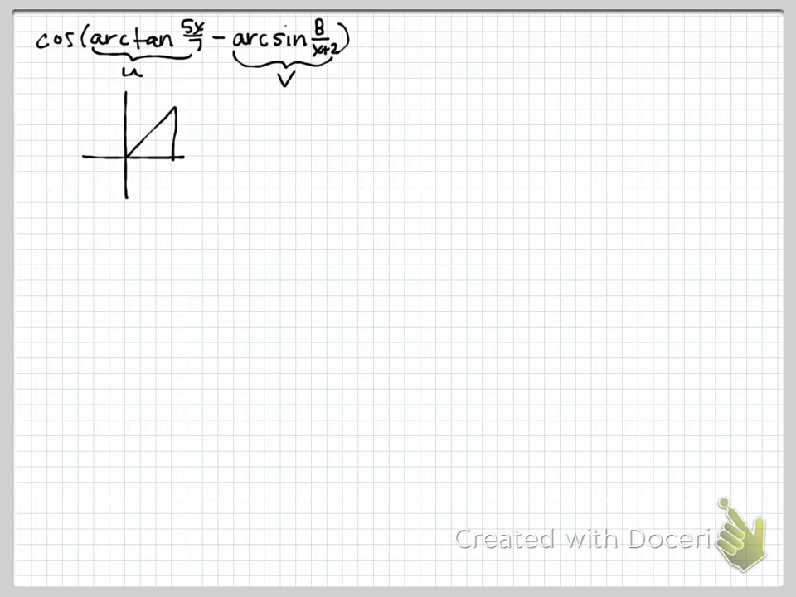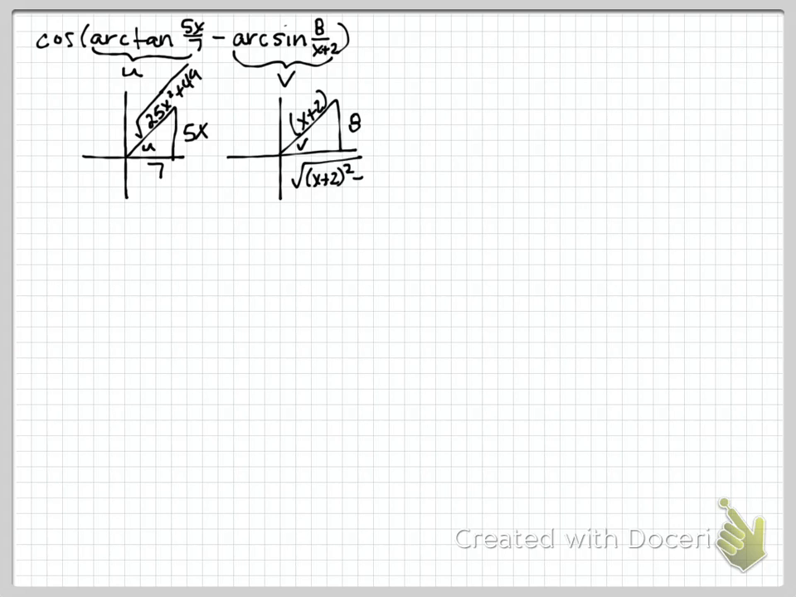Okay, tangent is opposite over adjacent, so this is 5x over 7, and that's going to make my hypotenuse the square root of 25x squared plus 49. And we've been doing these for a little while. Again, using the Pythagorean theorem, that's what I'm going to get: quantity 5x squared plus 7 squared. Now let's do v. Same thing. This is v. Sine is opposite, so that's 8 over x plus 2. So the adjacent side is now going to be the square root of the quantity x plus 2 squared minus 64.